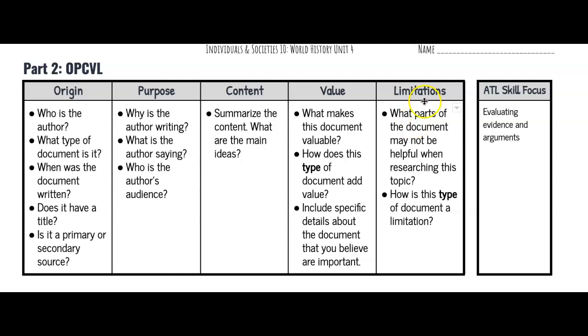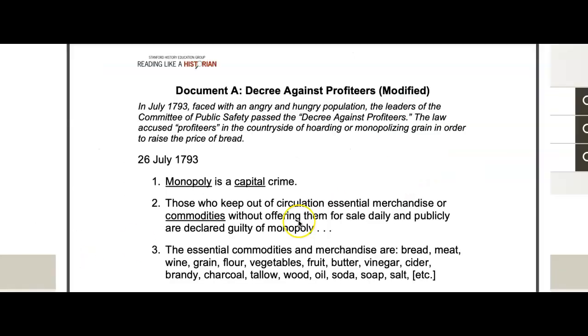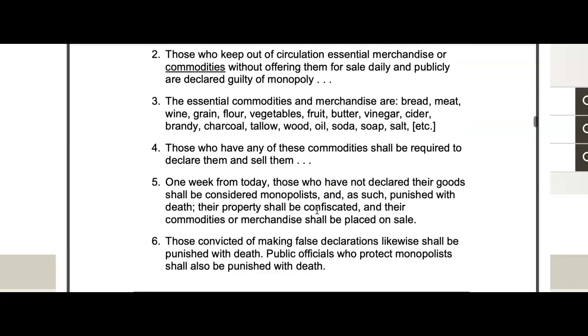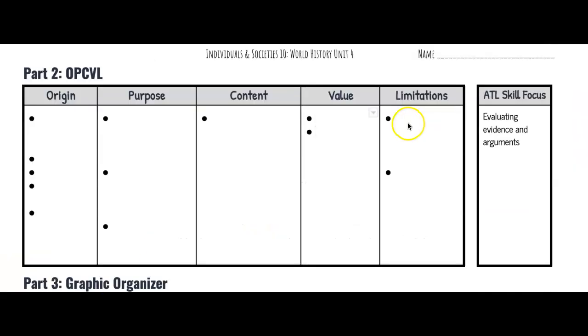So let's move to the last section about limitations. So what parts of the document may not be helpful when researching this topic? So one of the big limitations that I see here is I'm not really sure who's following through on this decree. I understand that monopoly is a crime, these things are commodities, I understand that there shall be consequences, but I'm not seeing who exactly will execute those consequences. So here we'll write, it's unclear who will be executing the consequences.